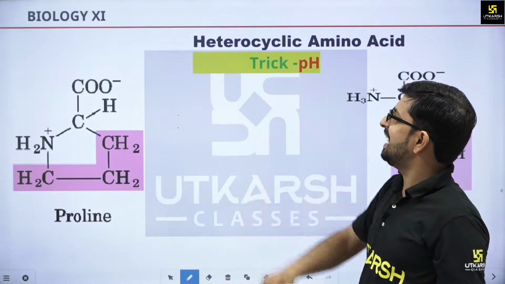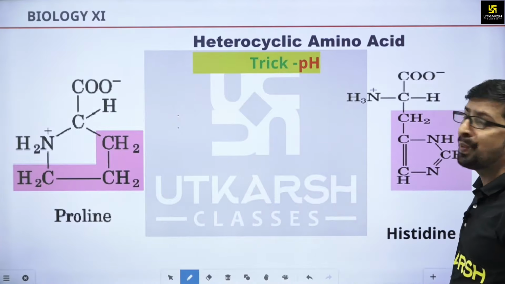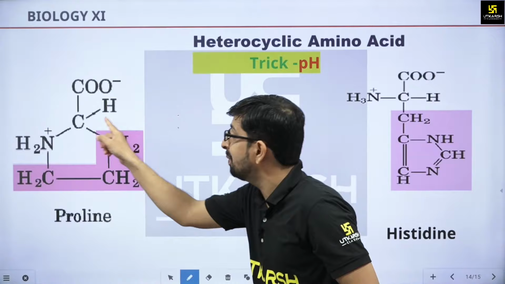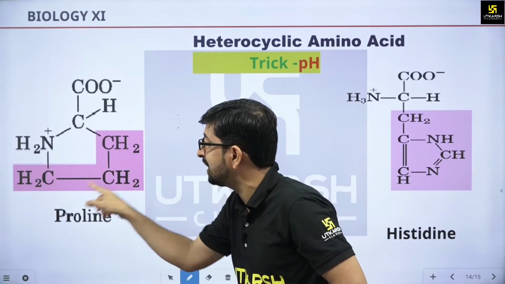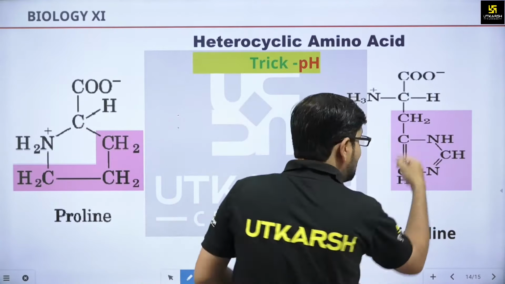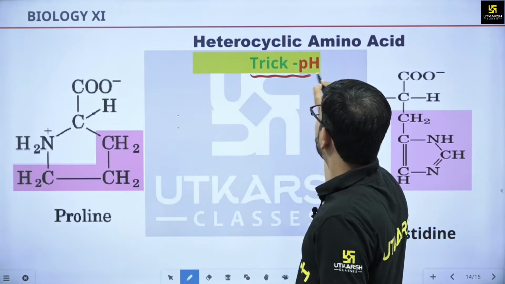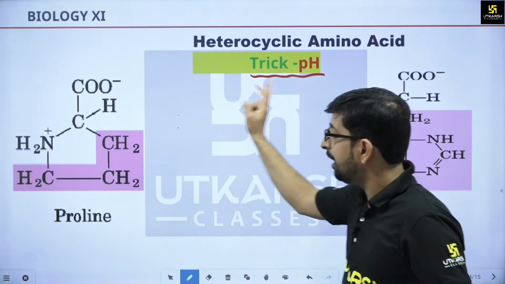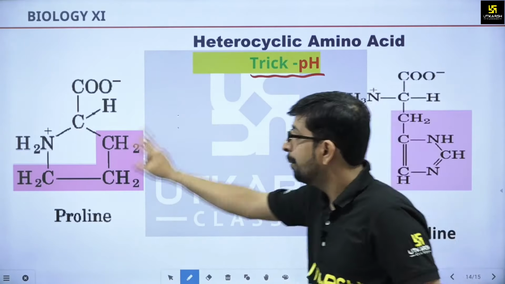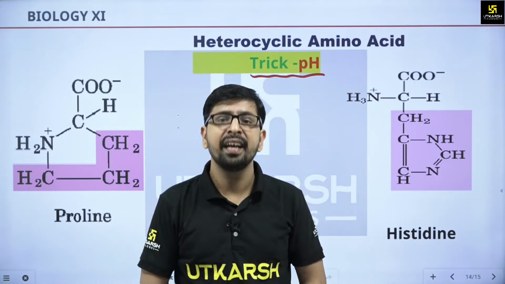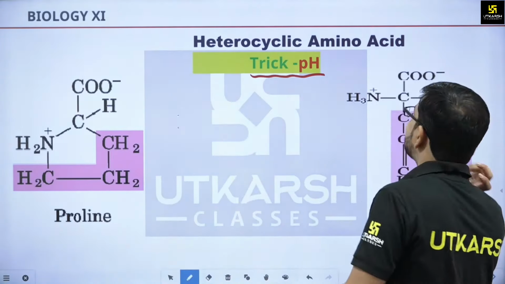Okay, now the segment is heterocyclic amino acids. Heterocyclic means nitrogen containing heterocyclic ring. So they are called heterocyclic type of amino acids. Clear? And a simple example: take pH. P proline and H histidine. Okay, now next, move on.